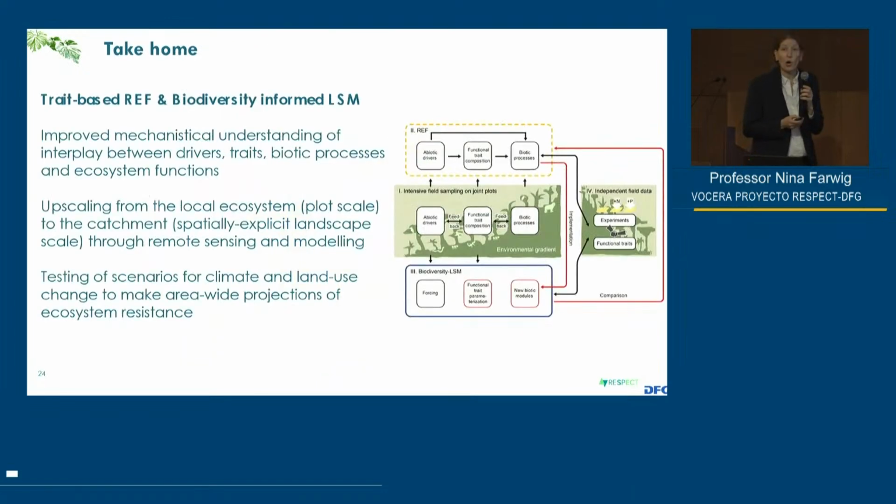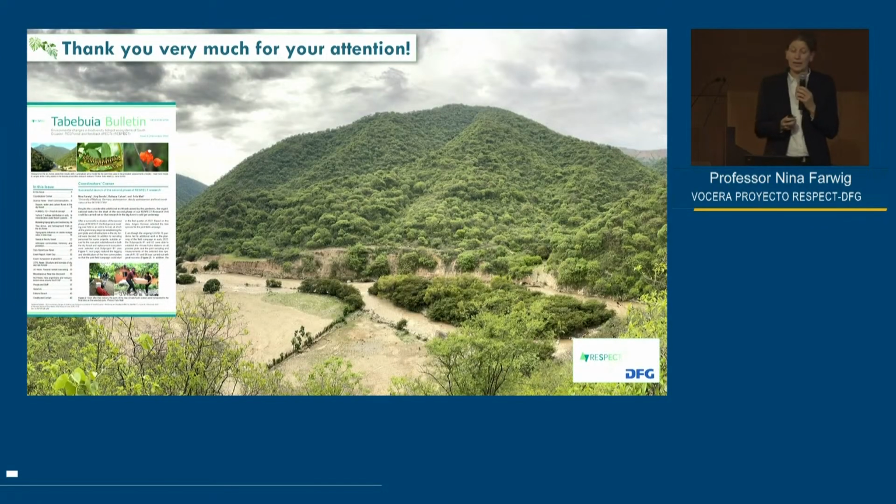So the take-home message for RESPECT as an overall framework is that I hope that I convinced you that the trait-based response-effect framework and the biodiversity-informed land surface model will improve our mechanistic understanding of the interplay between drivers, traits, processes, and ecosystem functions, that we will be able to upscale from the local ecosystem to the catchment ecosystem through remote sensing and modeling, and with this also be able to test scenarios for climate and land use change and make area-wide projections for ecosystem resistance. And with that, I'd like to thank you.